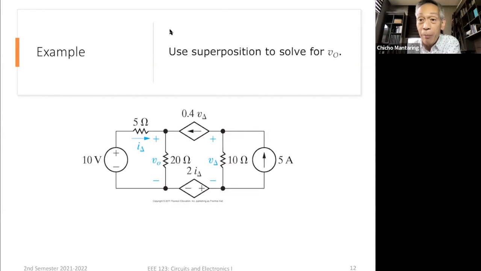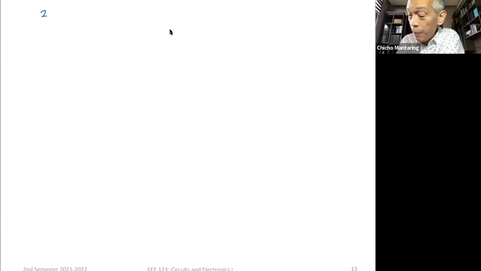Okay, when I use superposition, remember what I have to do sa superposition, no? I have to make each independent source act alone. So ang pinapa-act alone ko, yung mga independent sources, hindi yung mga dependent sources. So in this particular case, V's of O will consist of two components. One, with my 10 volt source acting alone, and the other with my 5 ampere source acting alone. No? So again, I have two independent sources, that is a 10 volt and 5 ampere.